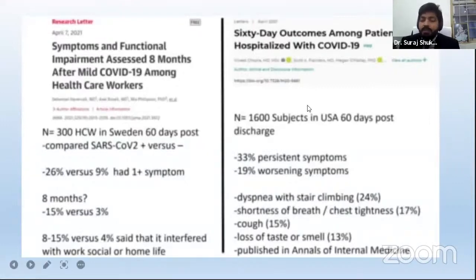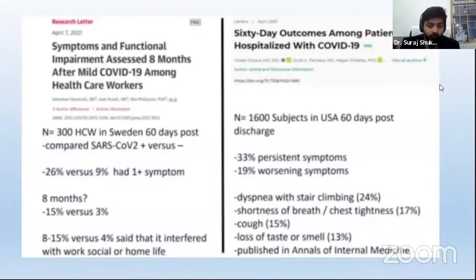Now the other study looks at 60-day outcomes among patients, which was done in the US among patients hospitalized with COVID-19 infection. Here the number of participants was larger, a sample size of 1,600 subjects, and it was done 60 days post-discharge. They found that 33% of the total sample had persistent symptoms of COVID, and 19% had worsening of symptoms.